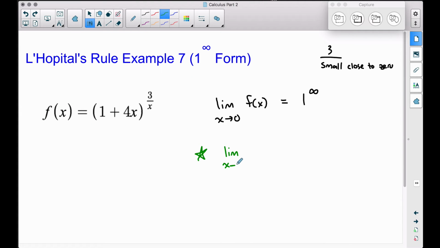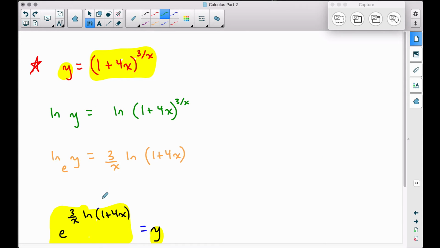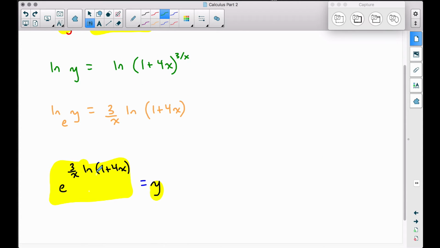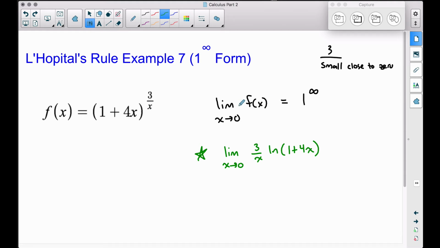So let's find the limit as x approaches 0 of that exponent that we had: 3 over x, natural log of 1 plus 4x. And really what you can do with these types of problems when you have 1 to the infinity power, you can just take that exponent, pull it down, that's what I've done here, and then take the natural log of that other stuff, the base that we had here. I'm putting a star by this because when we get this limit at the end, remember, we want to take e and raise it to that power to find the limit of f of x, which is our main goal here.